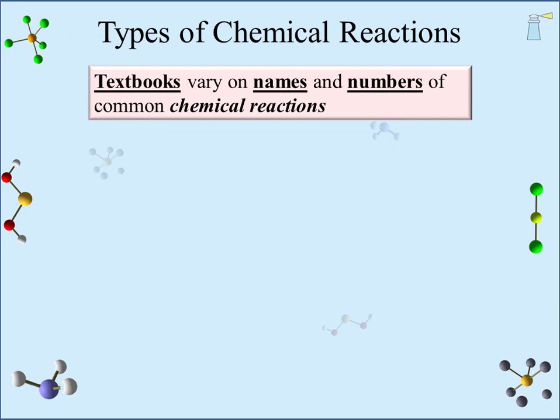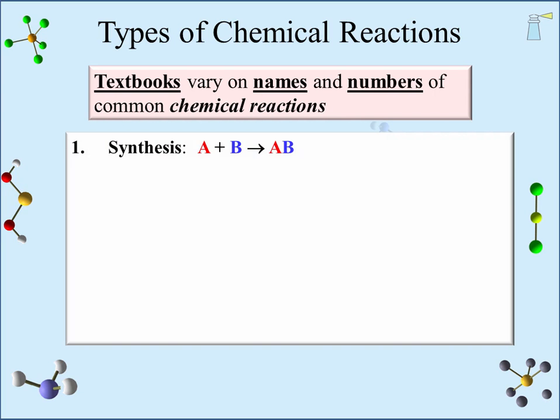Textbooks vary on the names and the number of common chemical reactions. That is, some lists of common reaction types group particular reactions together, and some list them separately into their own category. The following list is therefore to be taken as a general list. Commonly, the synthesis reaction is the first to be listed. Such reactions follow the pattern chemical A reacts with chemical B to form chemical AB. Sometimes this reaction is also called an addition or combination reaction.